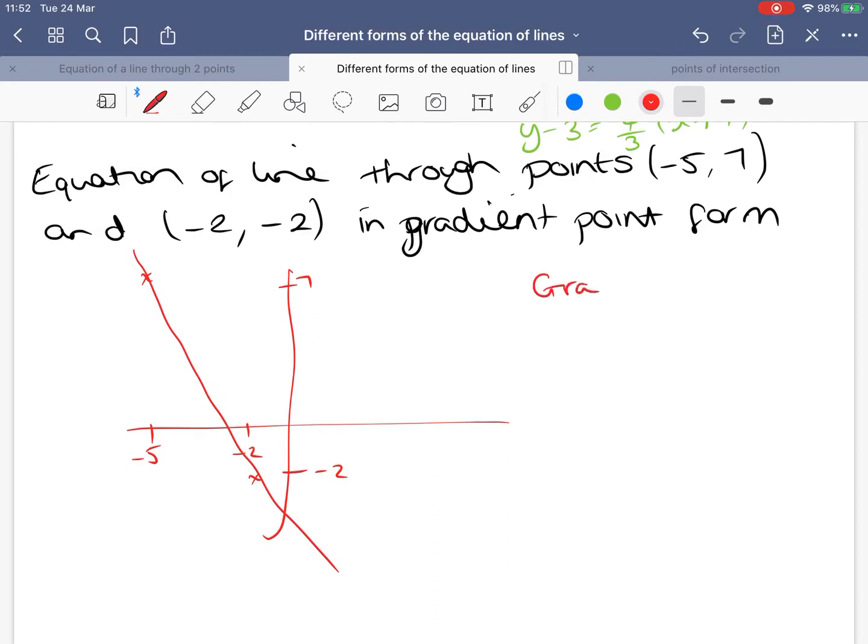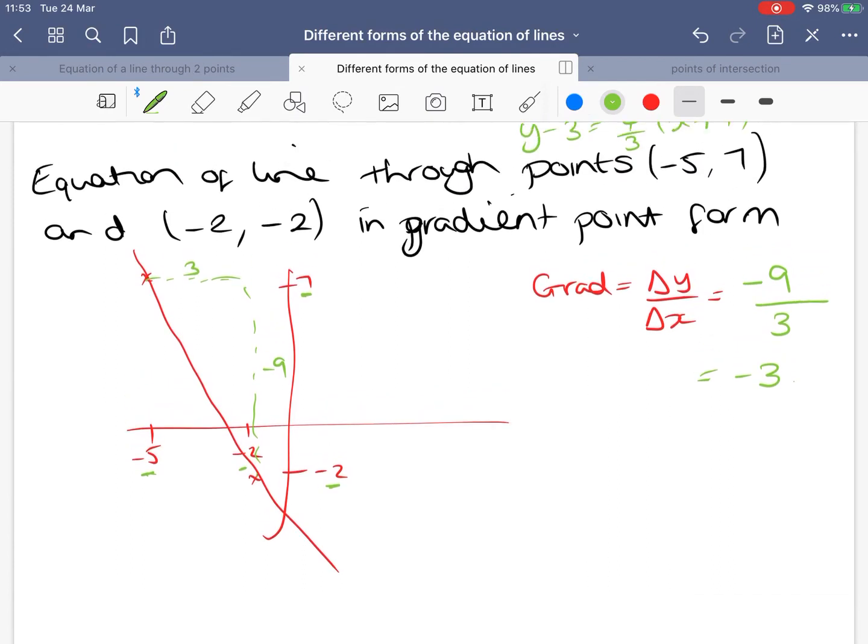Your gradient is change in y over change in x. So as always, we've got to draw that triangle in, going from one point to the other. What was the change in y? Well, it went from 7 to 2, so it went down 5. So it's a change in y of -5, over the change in x, it went from -5 to -2, so it went across 3. So the gradient is -5/3.